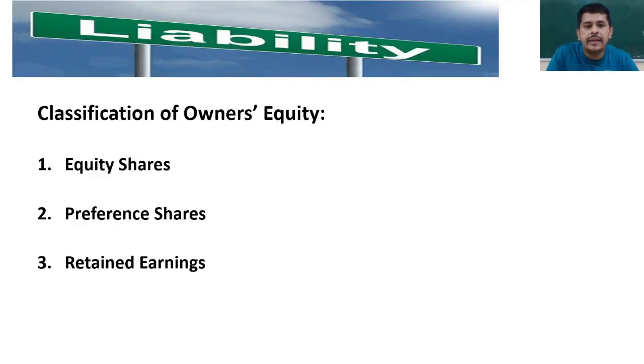Third one, retained earnings. Retained earnings are accumulated profits or reserves established by the company out of its profit earned in previous years. These retained earnings belong to the equity shareholders.